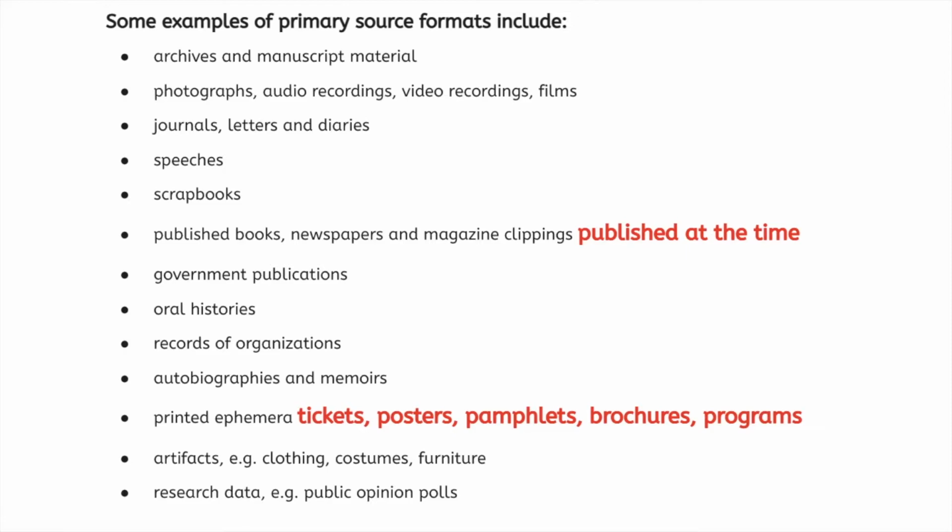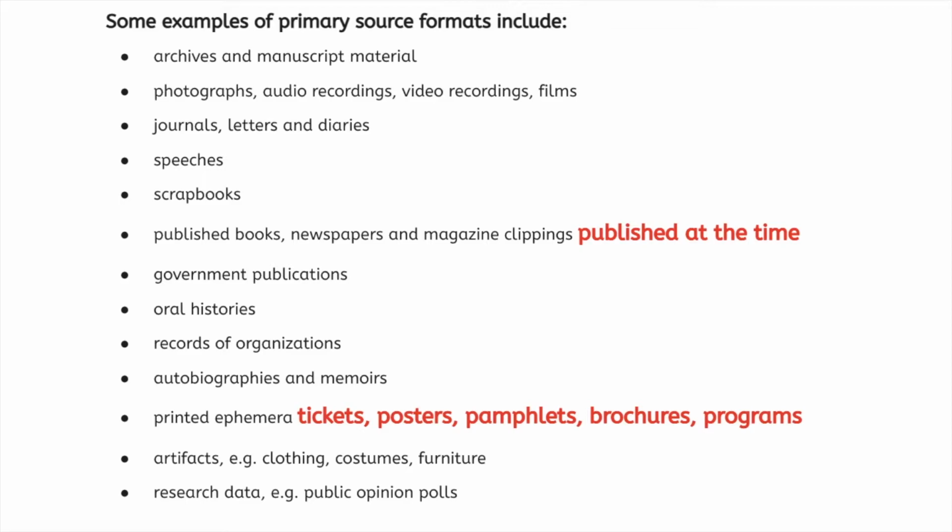Archives and manuscript materials, photographs, audio recordings, video recordings, and films, again, that were taken during the time. Journals, letters, and diaries, speeches, scrapbooks, published books, newspapers, and magazine clippings, again, published at the time of the event. Government publications, oral histories, records of organizations, autobiographies and memoirs, printed ephemera, which is a fancy word for things like tickets and posters and pamphlets and brochures and programs from a play or a meeting that you went to, artifacts such as clothing, costumes, and furniture, and also research data. Public opinion polls would be a great example of that.